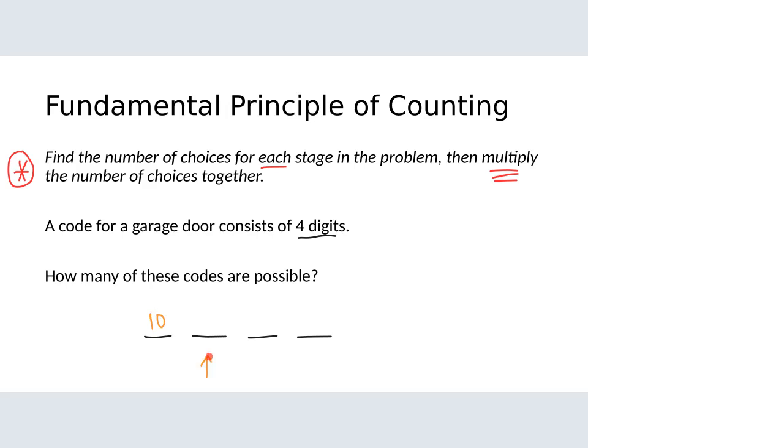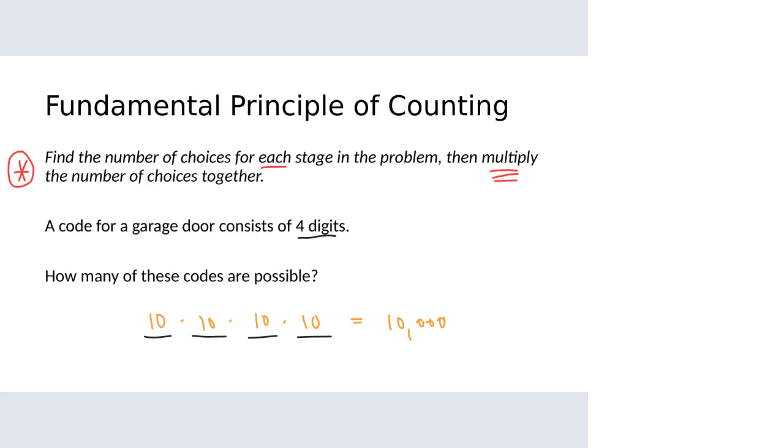How about this next digit right here? How many numbers are possible? Very good. Excellent. There are 10 here. And then, as y'all have probably figured out, there are 10 here and there are 10 here. When we want to know how many different garage codes are possible, we're using the fundamental principle of counting. We find the number of choices for each stage and then multiply those together. We'll have 10 times 10 times 10 times 10, which is 10,000.